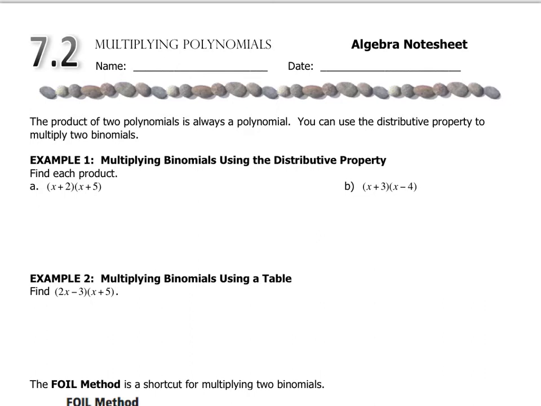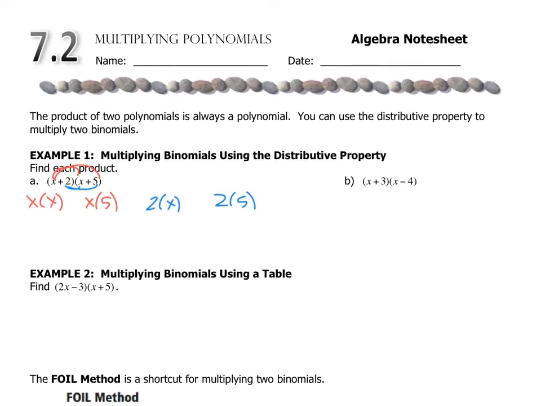So the first thing that we're going to do is x times x. Then we're going to do x times 5. And now we're going to distribute the 2. So it's going to be 2 times x and 2 times 5. So then you just do that multiplication and put it all together. So we get x squared. This gives me 5x. This is 2x, and that's 10. So when I combine these two terms, because you should always combine like terms, the final answer is x squared plus 5x plus 10.